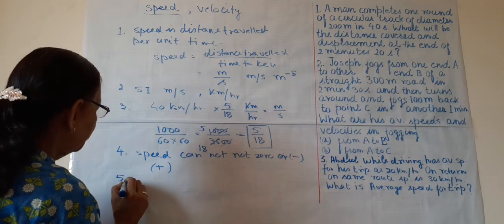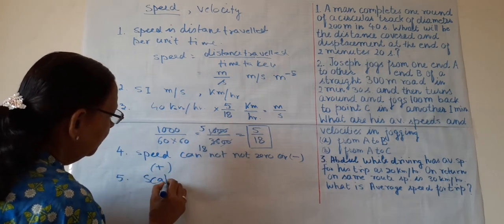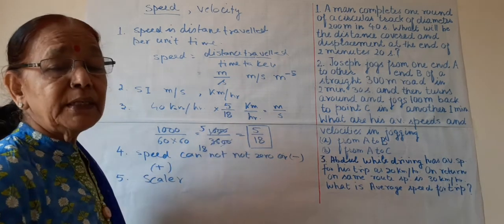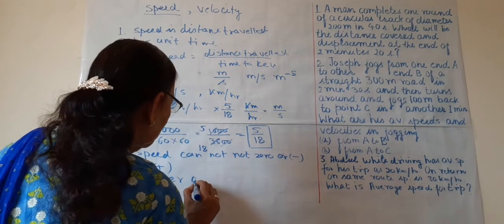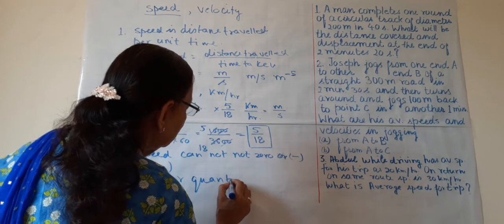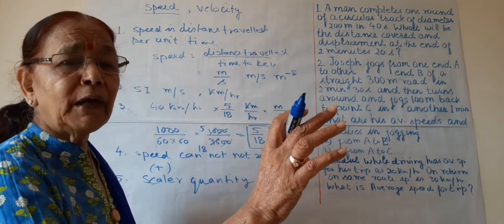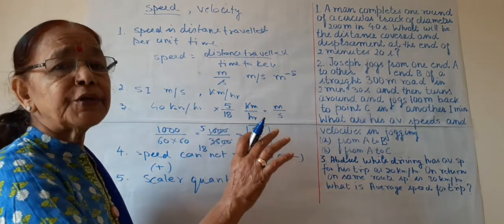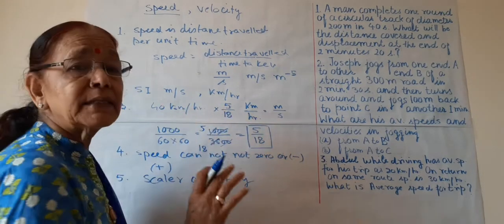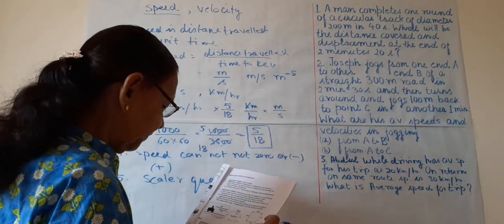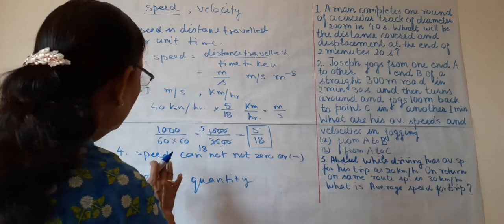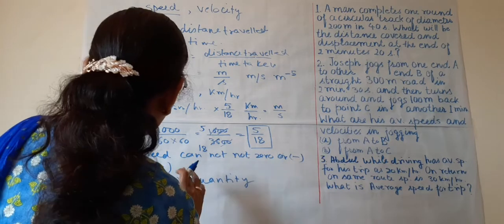You should write this point first on the top, that speed is a scalar quantity. We need only magnitude or the numerical value. No direction is needed when we are describing speed. So speed cannot be zero or negative.